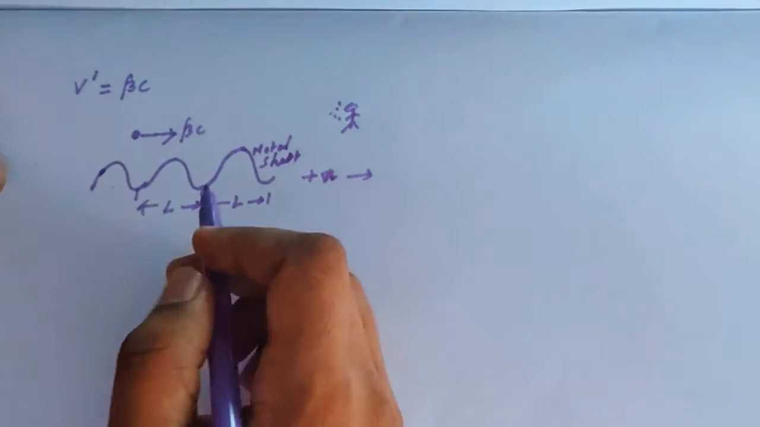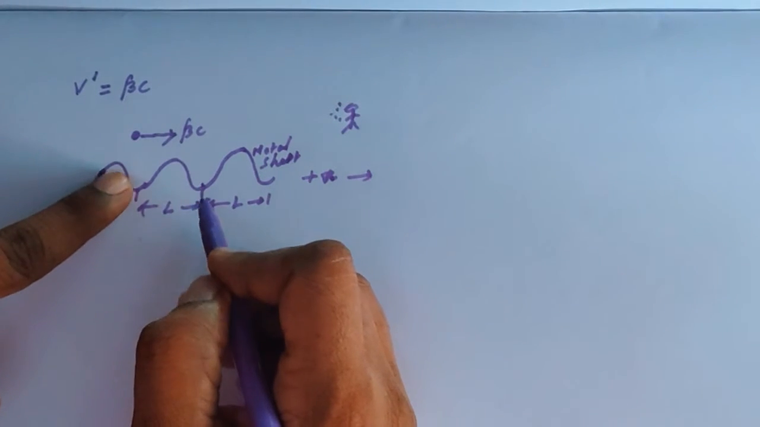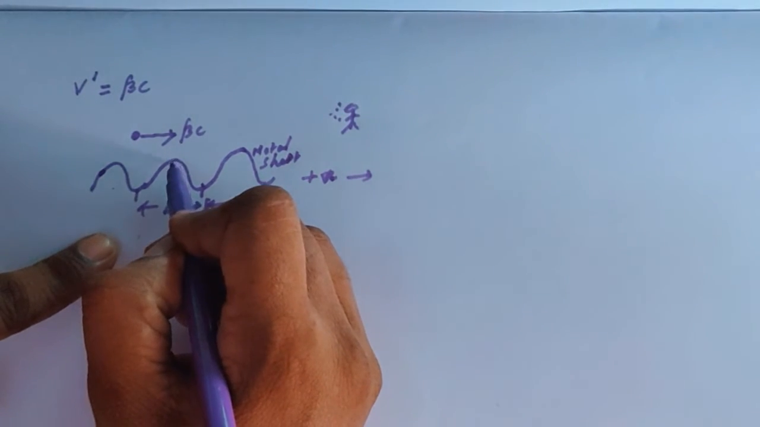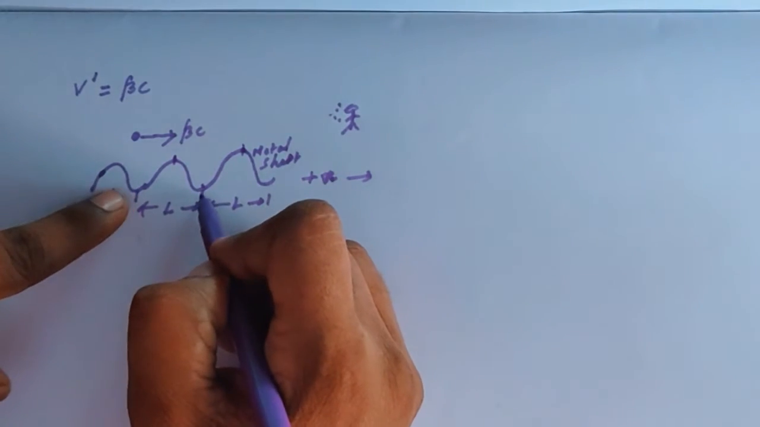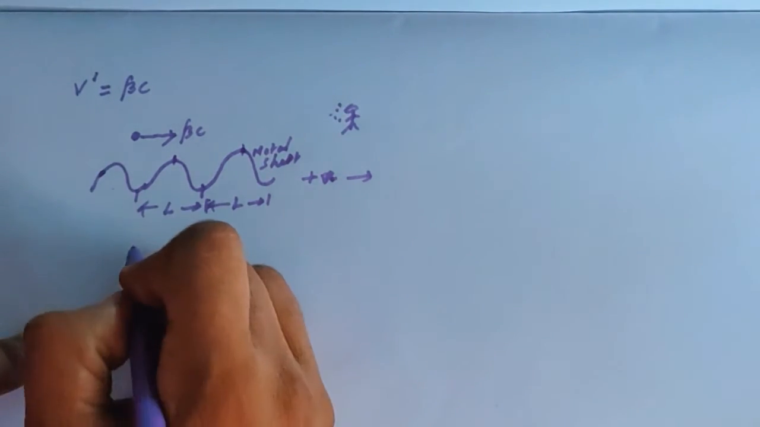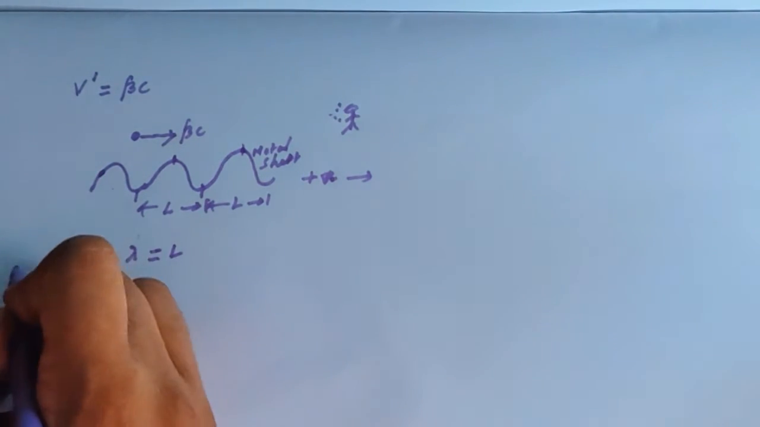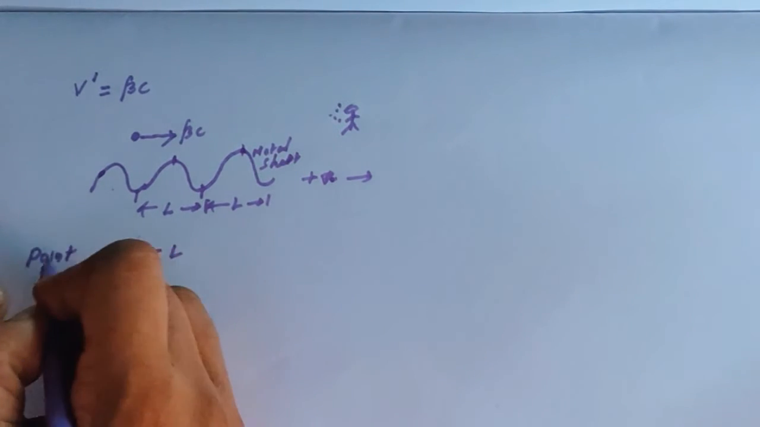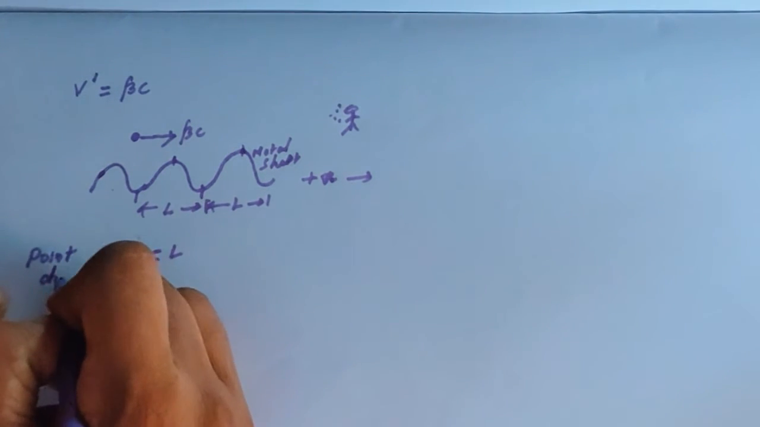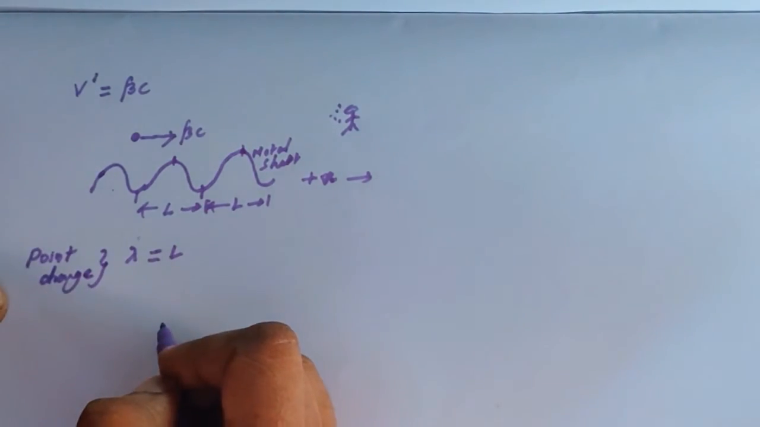So you can conclude one thing, the wavelength of the point charge is equal to L, because the wavelength you can define as the distance between any crest to crest or trough to trough. So the wavelength of the point charge should be equal to L. That is the first observation we can make here. So the point charge wavelength is equal to L.